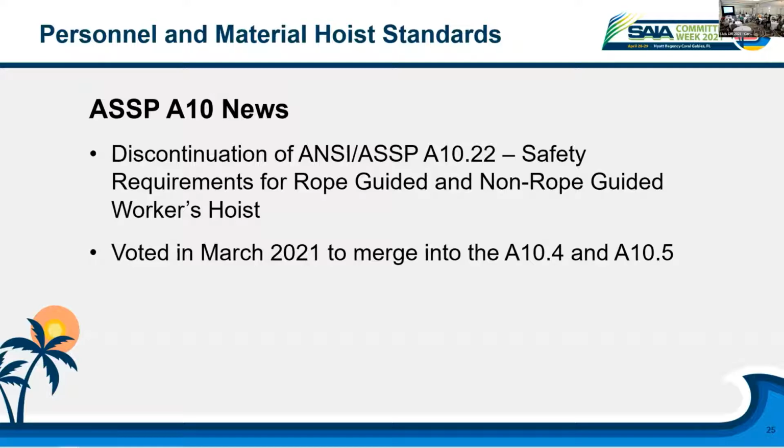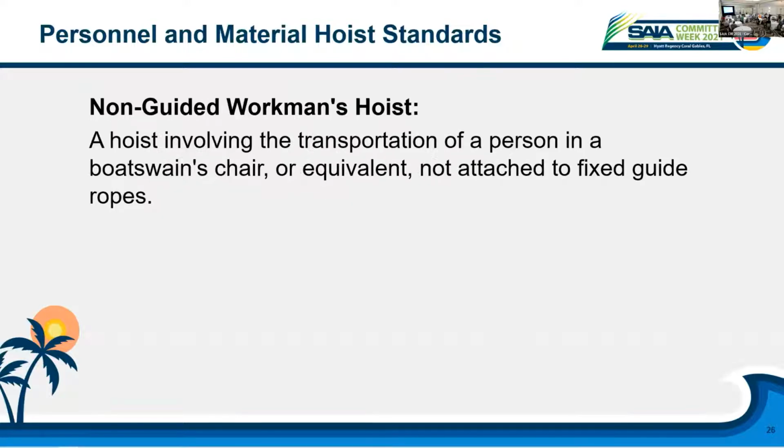I don't know if anybody uses this standard, but what it entails is a non-guided workman's hoist, a hoist involving transportation of a person, such as a boatswain's chair or equivalent, not attached to fixed guide ropes. So if anybody uses boatswain's chairs, that falls under the standard. This will then become part of the 10-4.